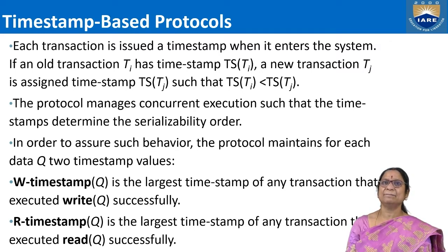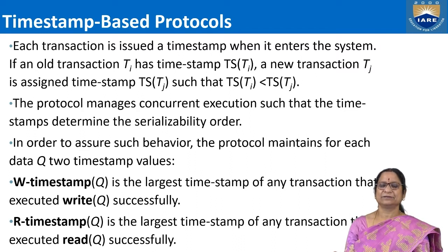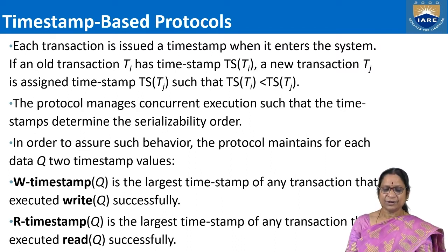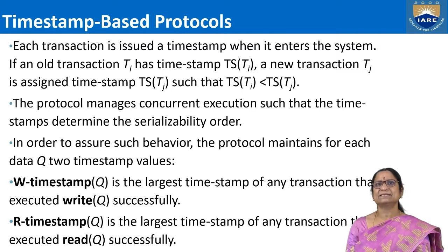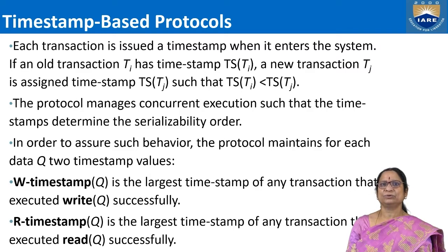But we will anyway compare it at the end of this session. The protocol automatically manages the concurrent execution of transactions, and based upon these timestamps, it will determine the serializability order. In order to assure such behavior, the protocol maintains for each data item Q two timestamps, as I discussed: the write timestamp of Q and the read timestamp of Q.